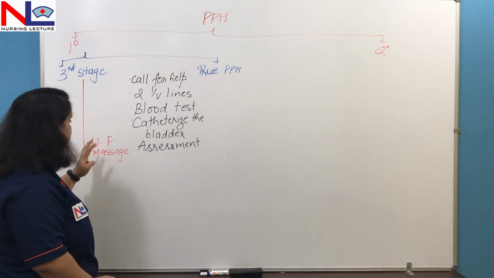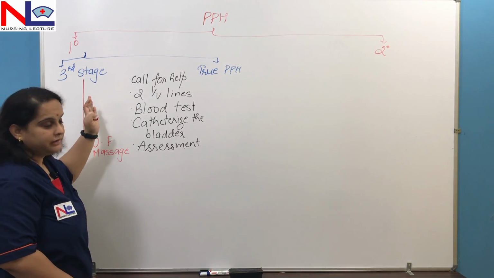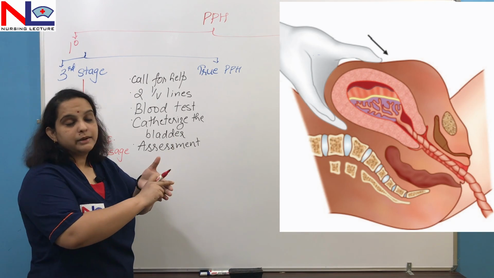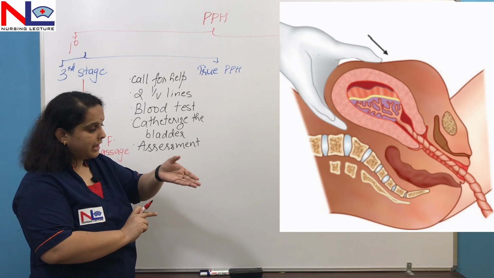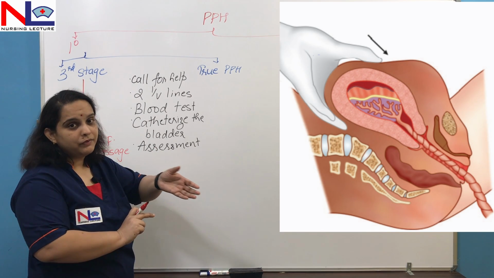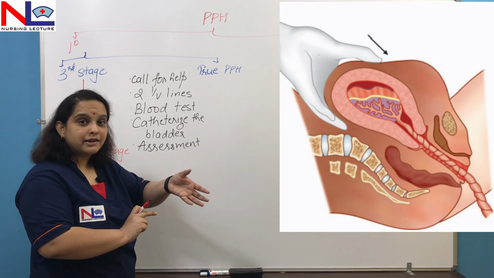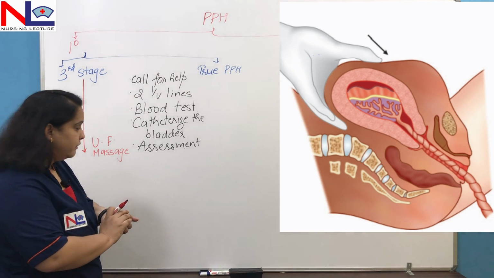So first we make the uterus hard to get the placenta separated. How can we do uterine fundal massaging? We can put the forefinger behind the uterine posterior wall and the thumb in front, and we will continuously give this uterine fundal massage, because by this only the uterus becomes hard and then the placenta gets separated, but it does not happen always.